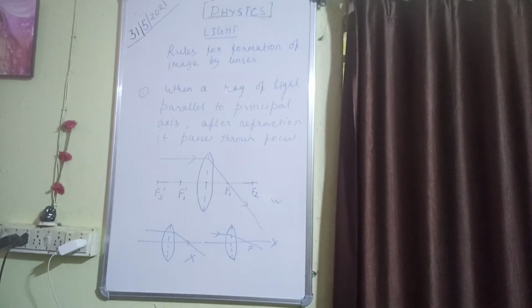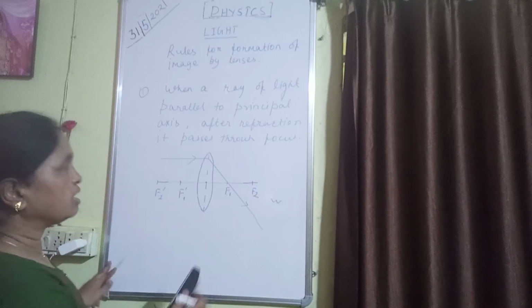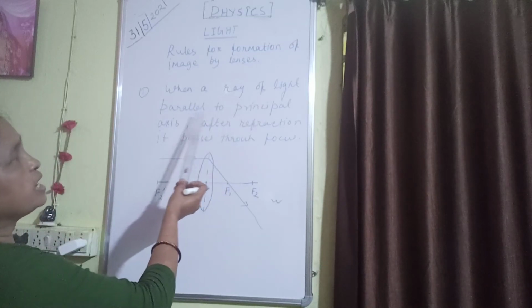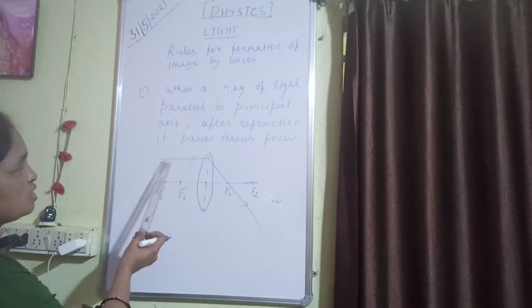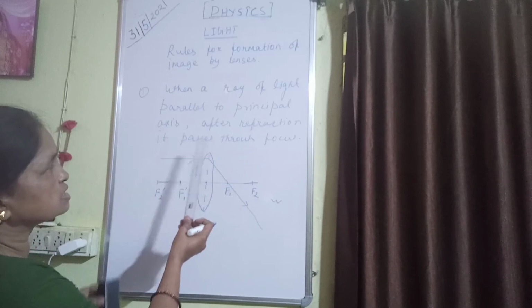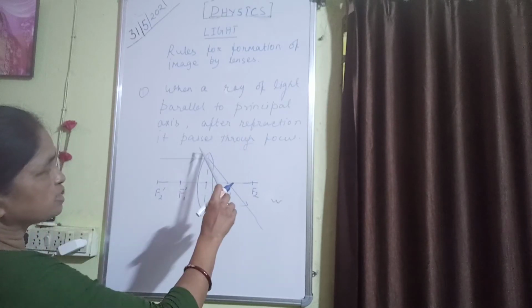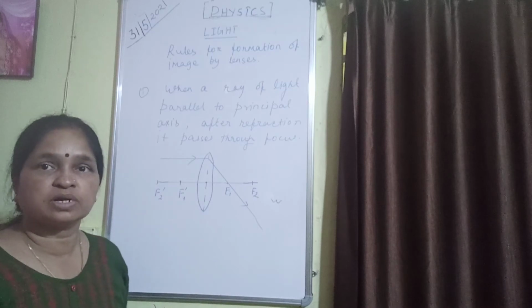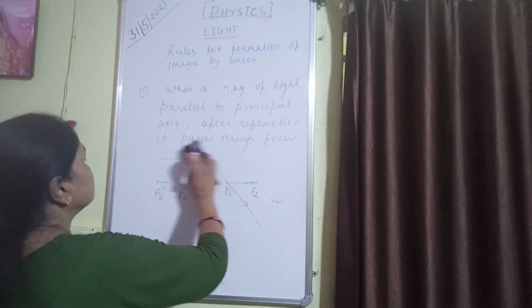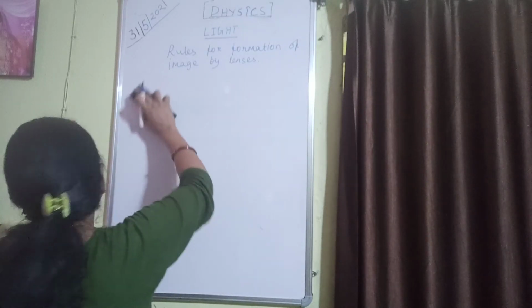So this is your first rule. I hope you have understood, but once again I am repeating what it says. When a ray of light is parallel to the principal axis, after refraction it passes through the focus. See, after refraction it passes through the focus. So this is your first rule. Let's see the second rule, just opposite to this one.